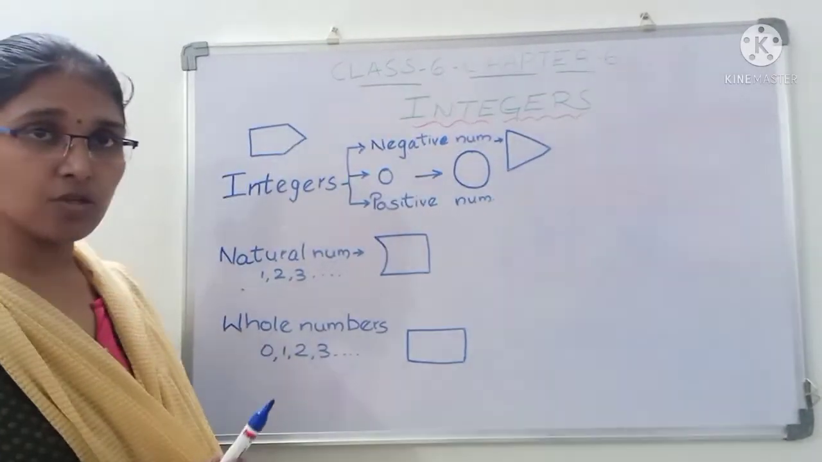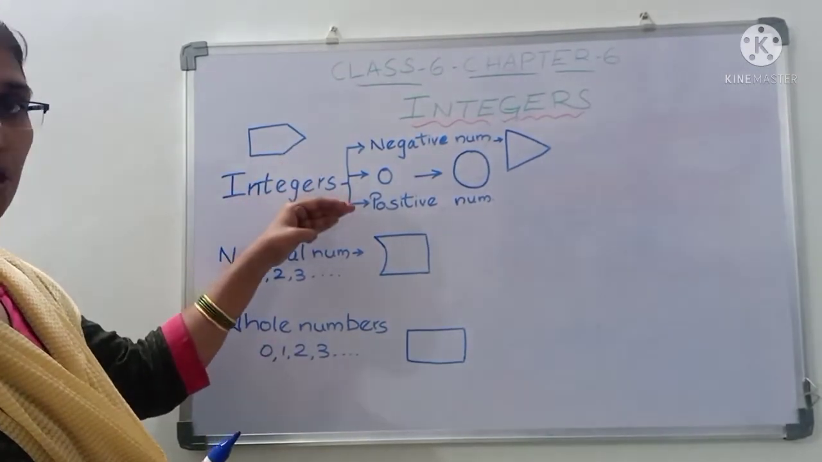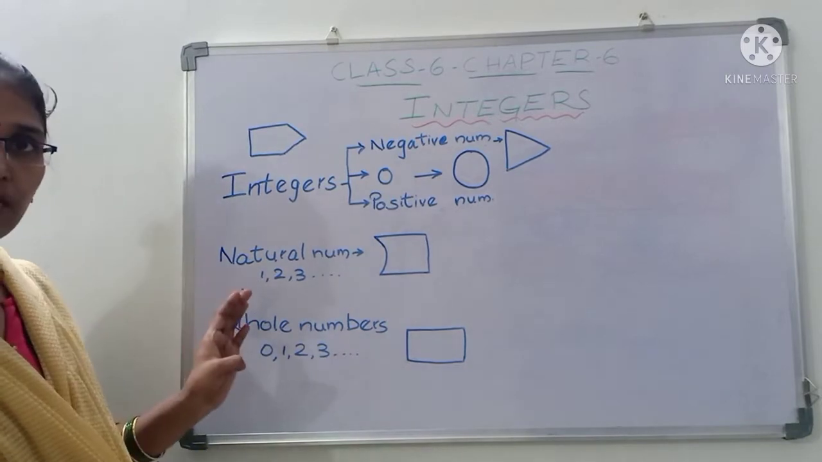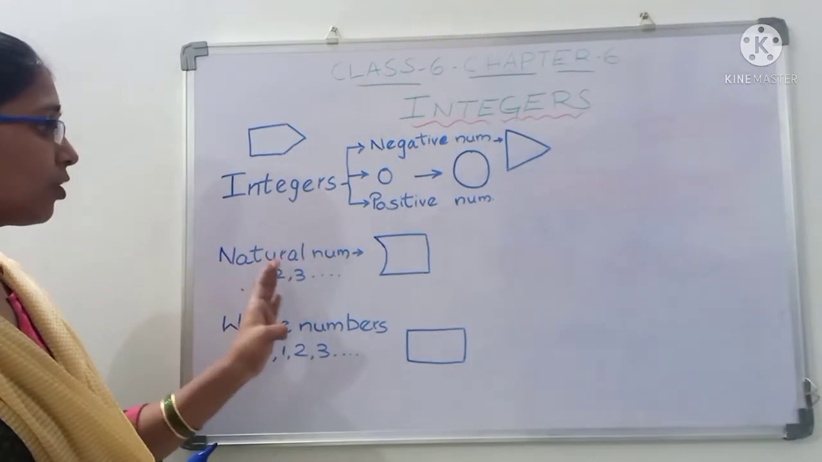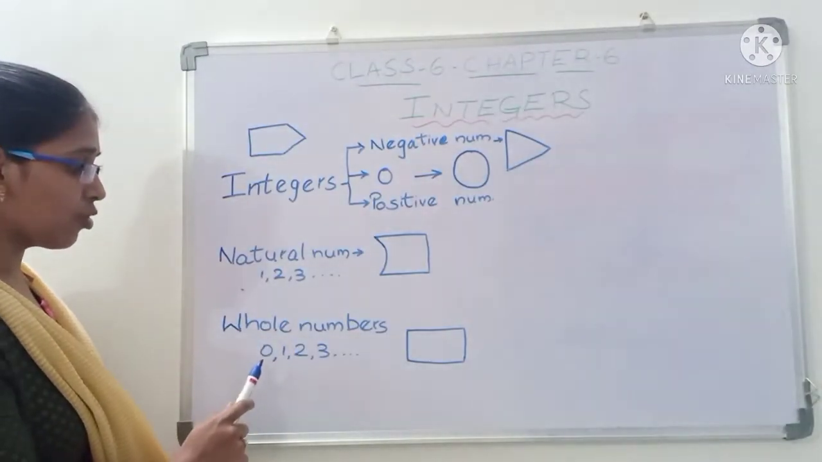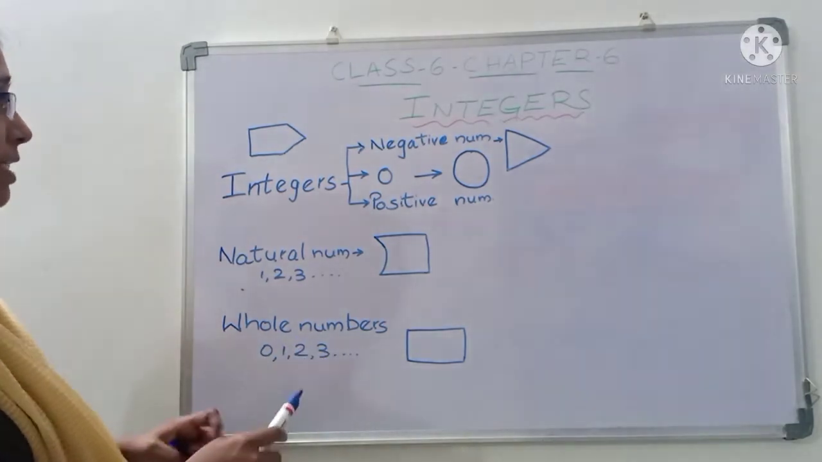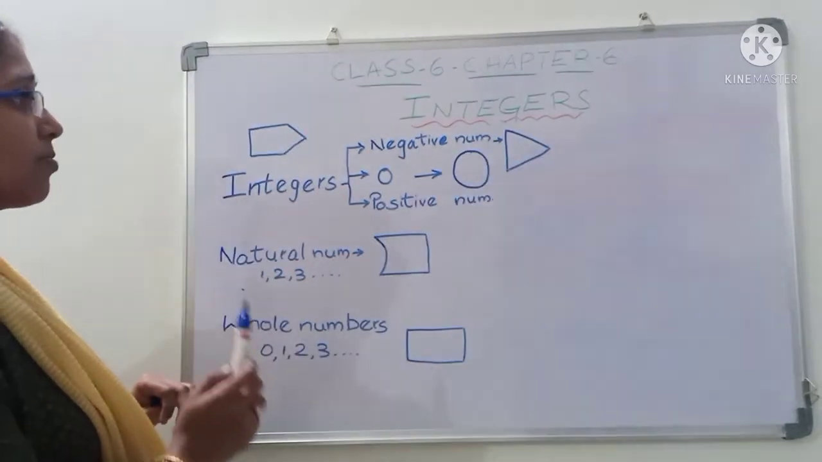Children, now you understood clearly that integers contain 0, positive numbers and negative numbers. And natural numbers, as you already know, start from 1. That is 1, 2, 3 and so on. And whole numbers start from 0. 0, 1, 2, 3 and so on. Now let's understand all these three together using some shapes.